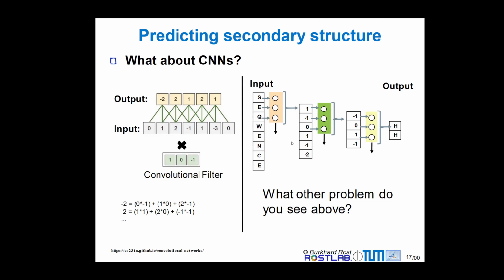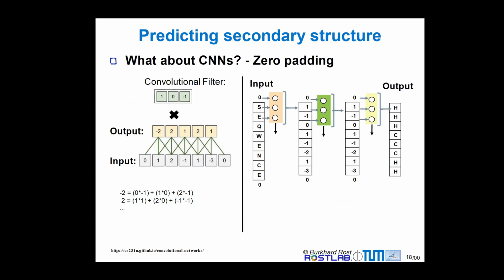Matthias, you also had a comment. Yeah, I was going to say that you could just add some padding, maybe, in order to avoid the loss of dimensionality. Exactly, so this is where I wanted to get at. You can just artificially add zeros at the beginning and at the end, and this then also avoids the reduction of your input size.